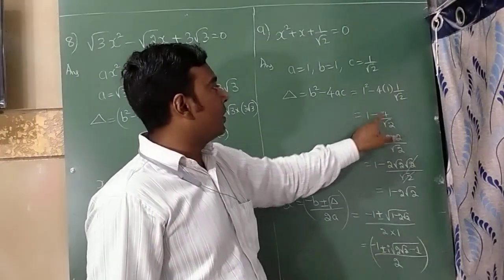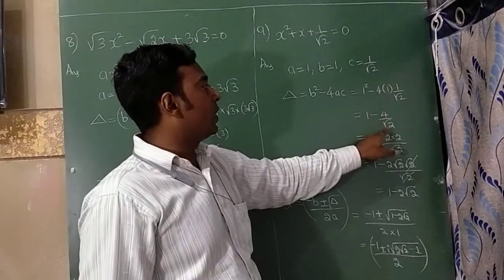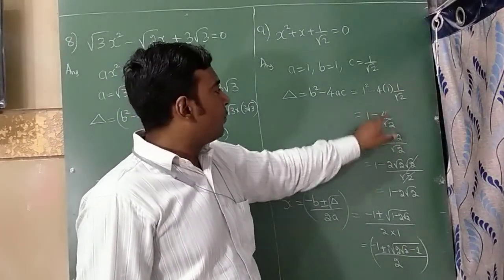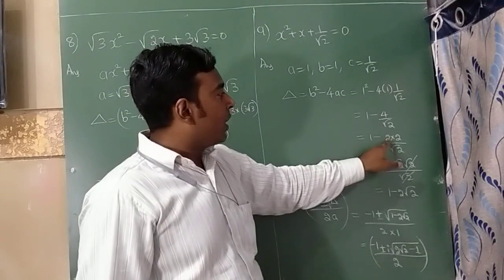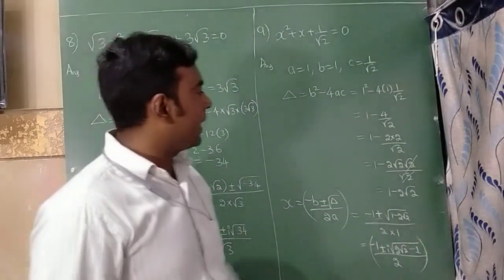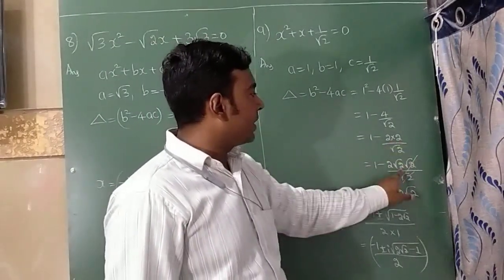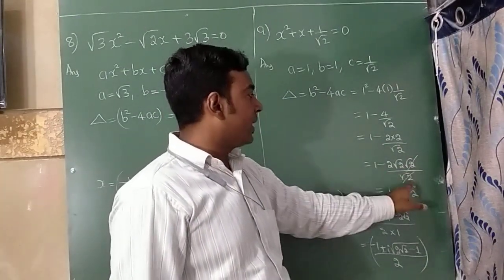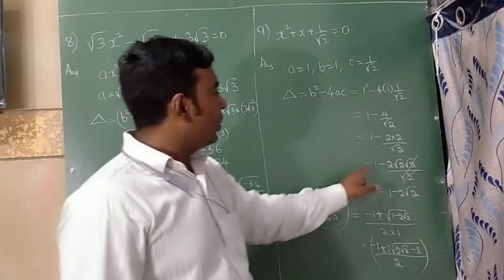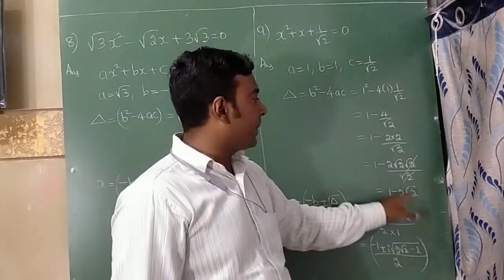Now 4 ones are 4, so 1 square is 1, so 1 minus 4 divided by root 2. Now 4 I can write as 2 into 2 divided by root 2. This 2 I have written as root 2 into root 2, again it will be 2 itself. So this root 2 and this root 2 get cancelled. So 1 minus 2 root 2 is remaining.